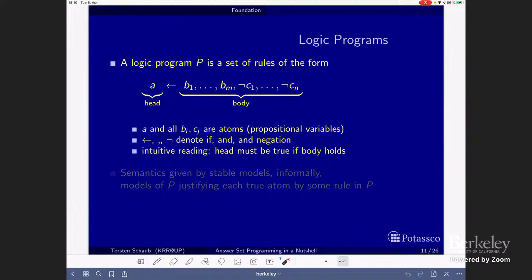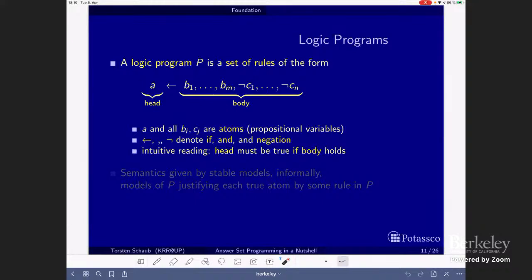One way to view a set of such rules is like a normal form, like a conjunctive normal form. Spoiler ahead: the decision problem on such programs is NP-complete. But if you have an arbitrarily nested propositional formula and you want to determine the stable model, this goes to the second level of the polynomial hierarchy.